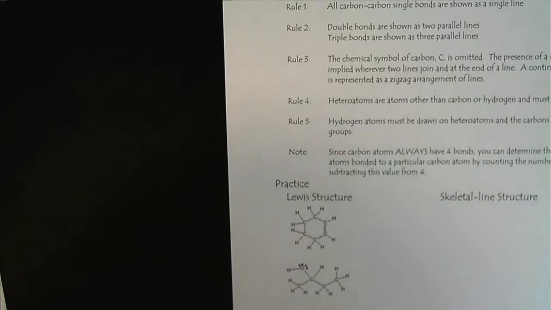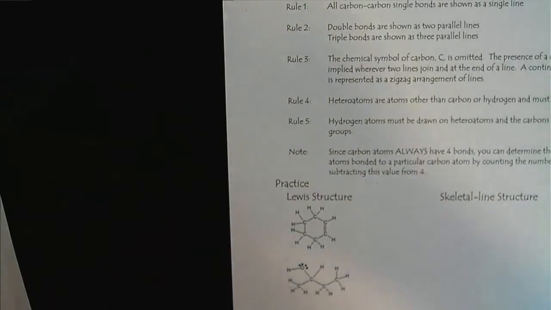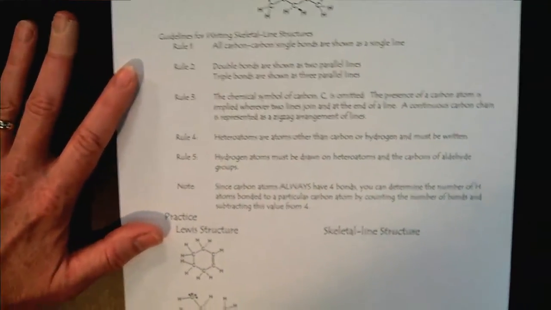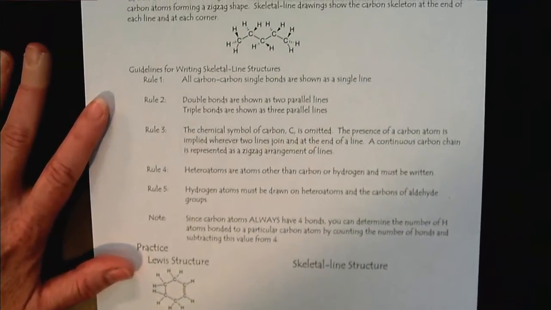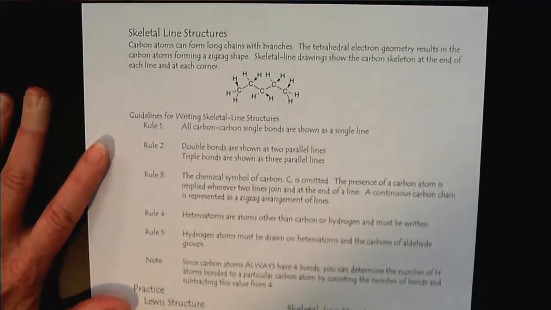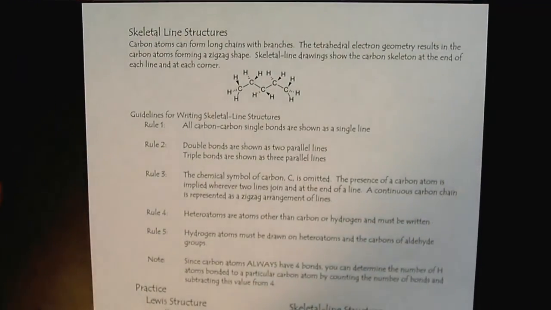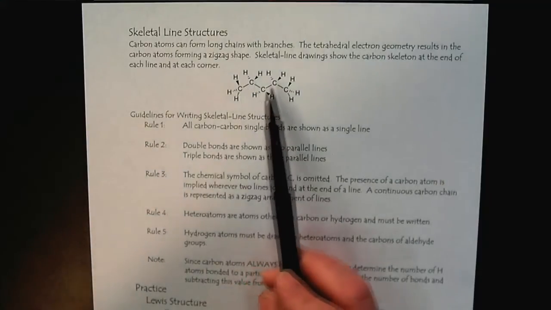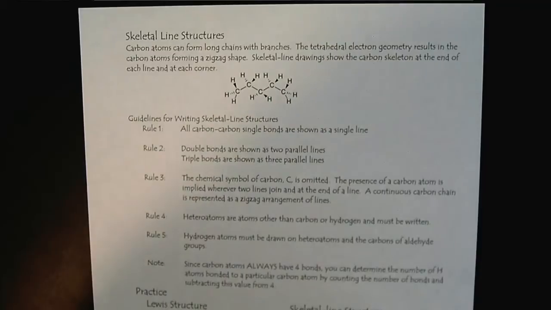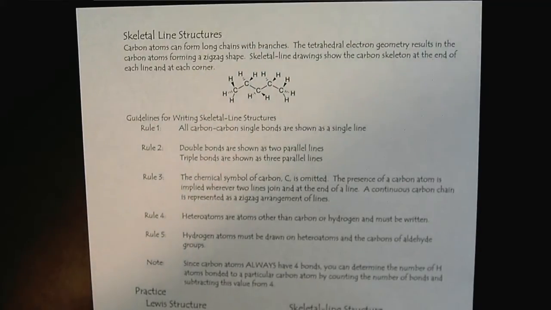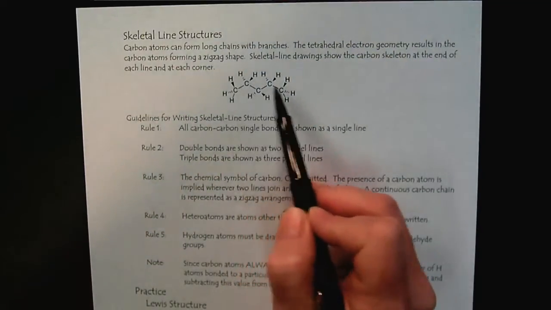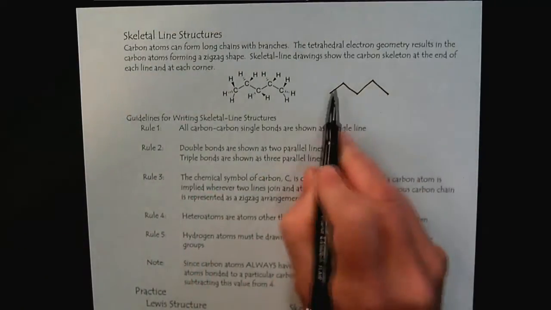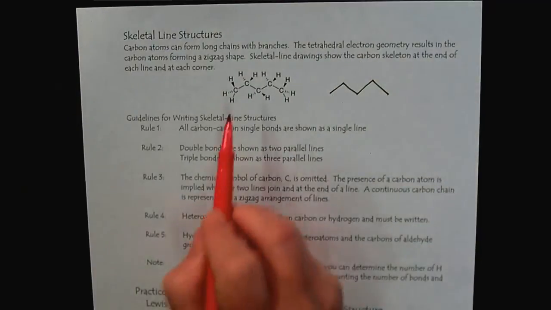Now we will review how to draw a skeletal line structure. So let me get this centered, and we'll get started on this next page. Alrighty. Because of the natural bonding pattern of those tetrahedral bond angles, the carbon atoms make this sawtooth zigzag shape. So the end of every line and every corner corresponds to a carbon atom.